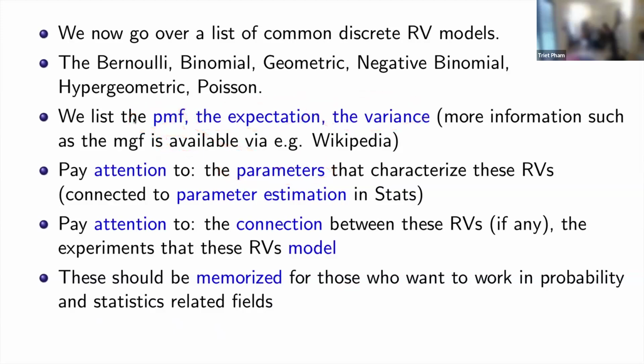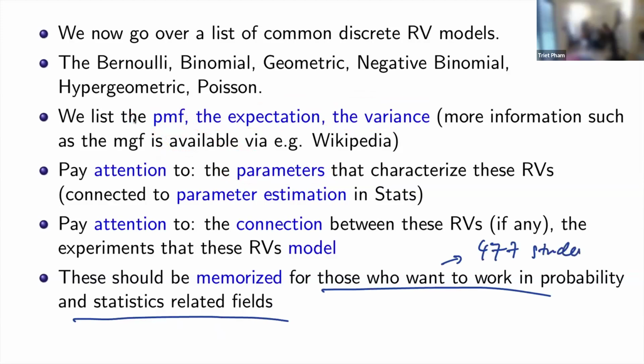I guess, just trying to be polite, but this is for 77 students, meaning that on the exam, you're expected to memorize this. The only single exception, as I mentioned, is the hypergeometric random variable, where you don't have to memorize the variance. But anything else, you'll have to memorize.